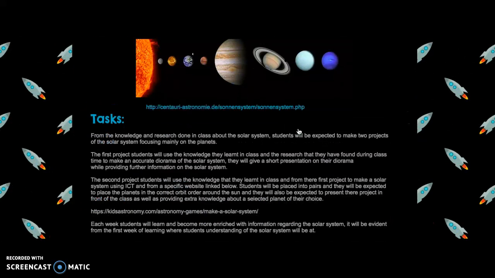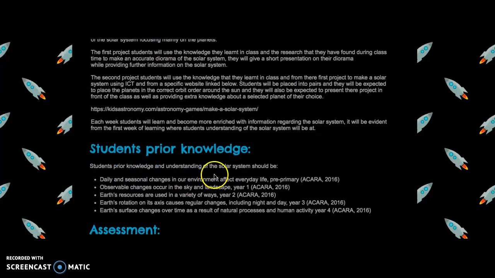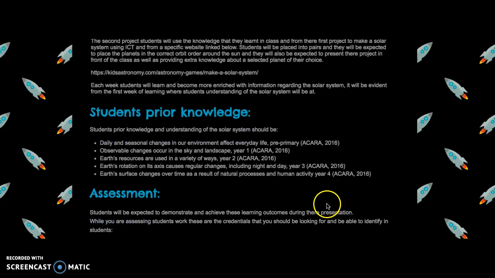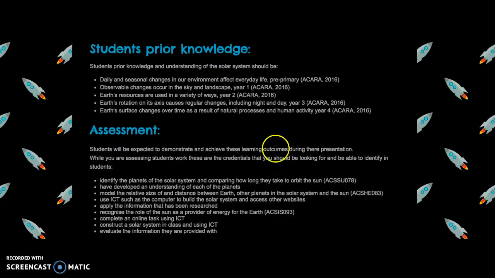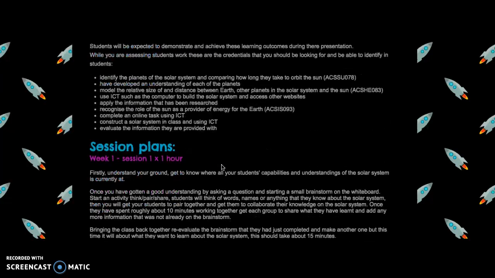This one here again is explaining what the task is with an in-depth understanding, so teachers can refer back to that one. Students' prior knowledge is what students are expected to already know from pre-primary up to year 4, as we are doing year 5 solar system. These are also aligned back to the ACARA curriculum. Now moving on to assessments, just like the curriculum elaborations and the learning outcomes, this is what students will be assessed on and be required to demonstrate.